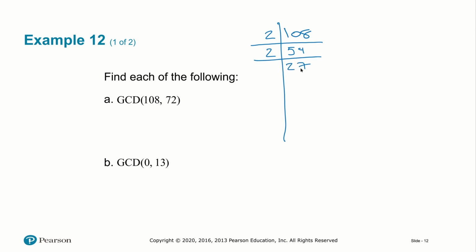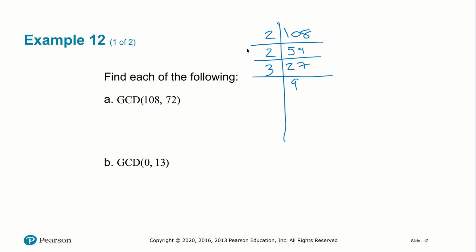We keep going. What's the smallest prime now that goes into 27? It's no longer 2 because this is an odd number. So we try 3. 2 plus 7 is 9. Remember, if the sum of the digits is divisible by 3, the number is divisible by 3. And of course, we know that 3 goes into 27 9 times. So we write the 9 below the 27.